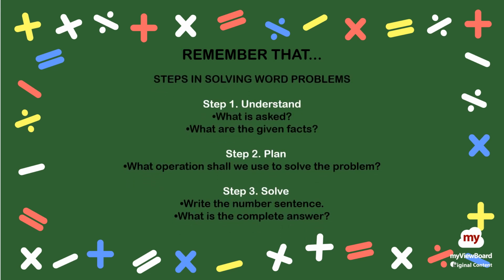Remember that in solving the problem, we have to follow the steps in order to solve word problems. Number 1 step, understand what are the questions to answer. What is asked? Second, what are the given facts or data? Number 2 step, under plan. What operation shall we use to solve the problem? Step number 3, under solve. The question to be answered are, write the number sentence, the equation or mathematical sentence. In the last one, what is the complete answer?